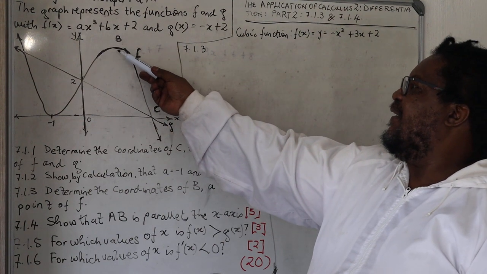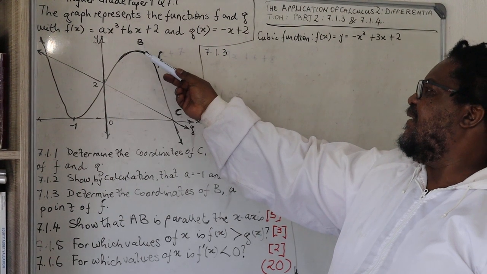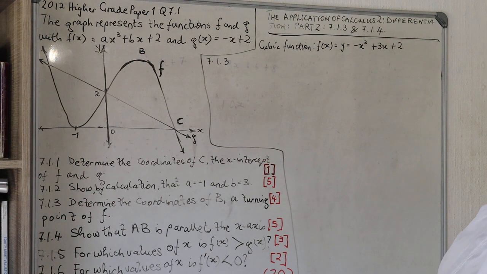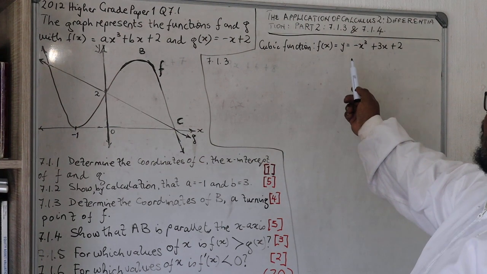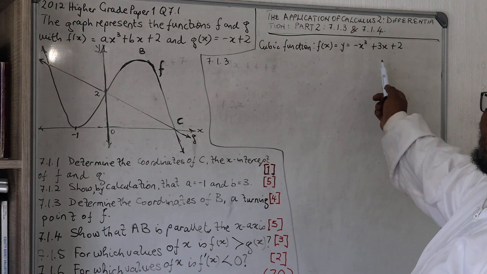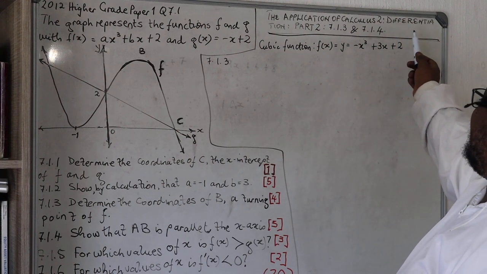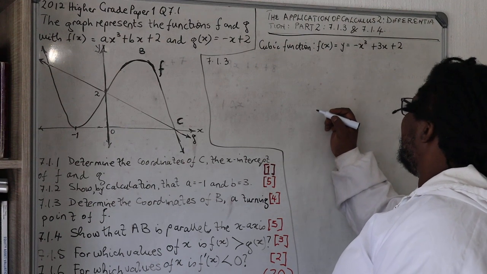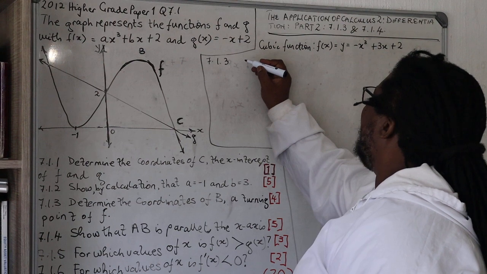That is B there, and when they say it's a turning point, you can see it is a turning point. And at the turning point, the gradient at that turning point is 0. And for us to get the gradient of B, given the cubic function, we differentiate the cubic function in order to get the gradient. That is where the application of differentiation comes into play in this question. So, let us differentiate our cubic function with respect to x.